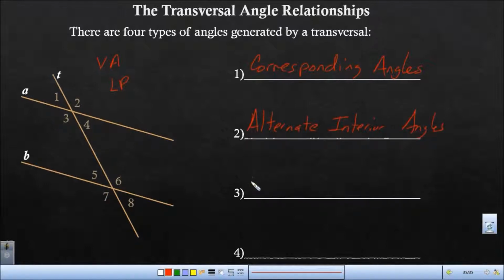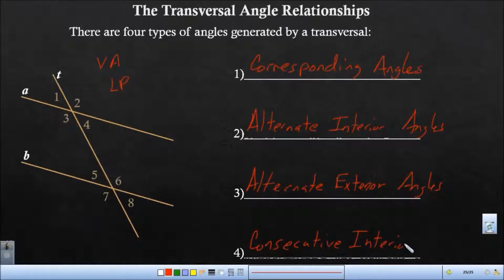we have alternate exterior angles. Remember, these are the ones that are on opposite sides of the transversal and outside the lines. And we have consecutive interior angles. These are the angles that are inside the two lines and on the same side of the transversal, which is different from alternate interior, which is the ones where they're on opposite sides of the transversal and between the lines. So four angle relationships: corresponding, alternate interior, alternate exterior, and consecutive interior angles.